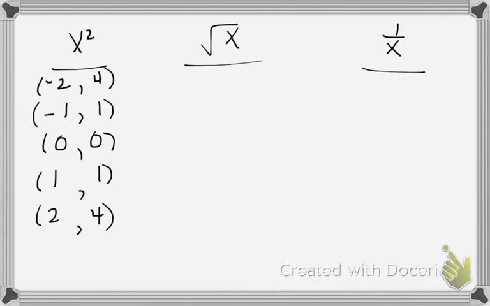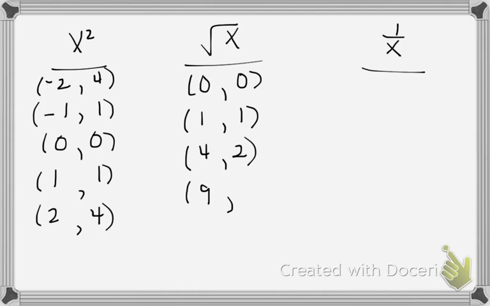Okay, for root x, because I'm going to end up actually square rooting these things, what I want to do is choose x's that are perfect squares. So 0, 1 is a perfect square, 4 is a perfect square, 9 is a perfect square, and those are usually enough points that we can get a good idea of what our function looks like. So 0 square rooted is 0, 1 square rooted is 1, 4 square rooted is 2, and root 9 is 3.